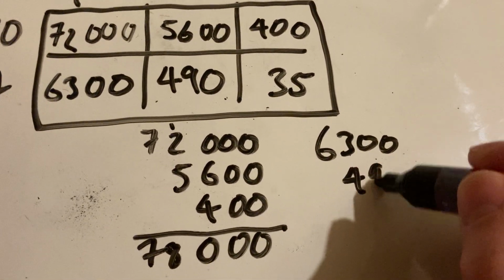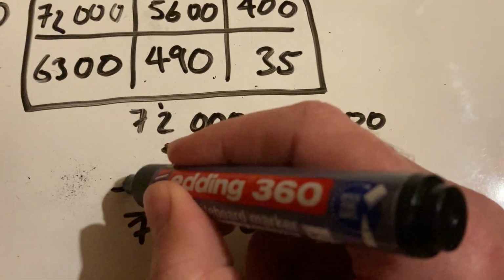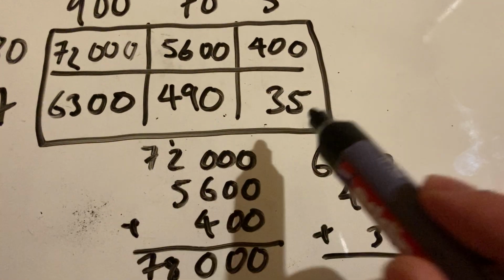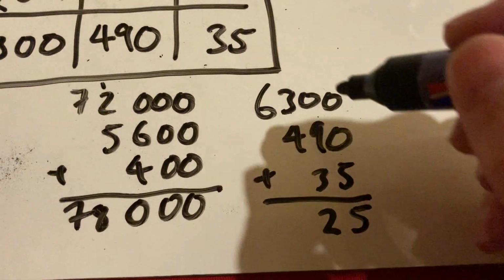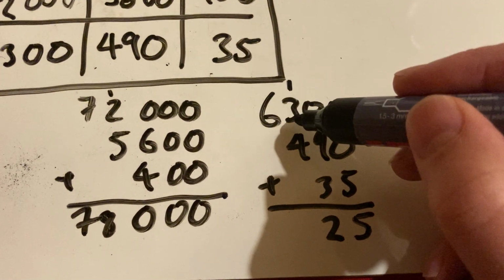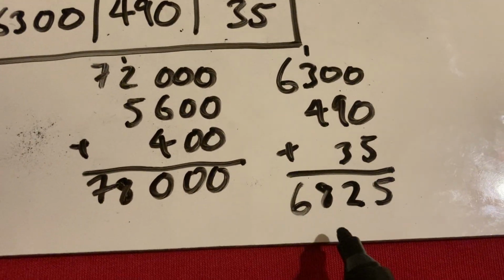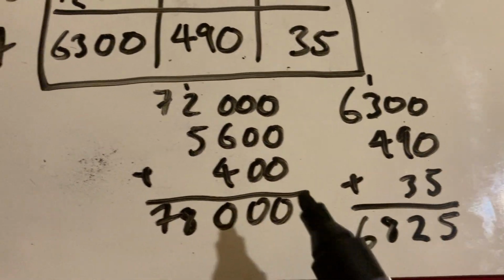I then need to add those 3,6,300, 490, and 35. I could have done that all in one step, but I'm just showing you that addition and then that addition. So that's 5, 9 and 3 is 12, carry that 1, 1 plus 3 is 4, add that 4 is 8, plus that 6, and now I just need to add that 6,825 to that 78,000.